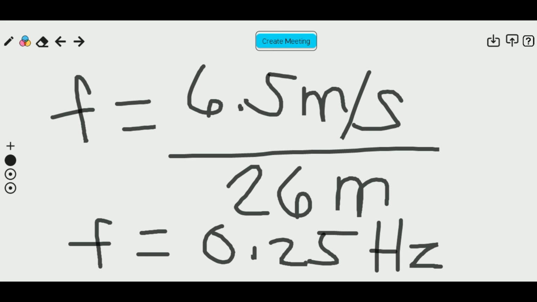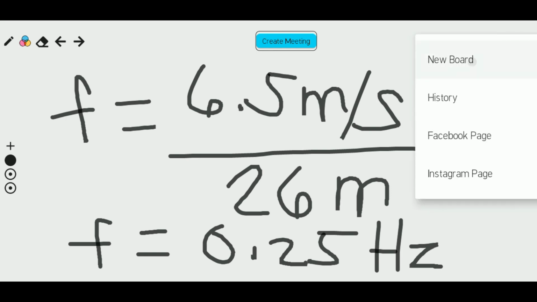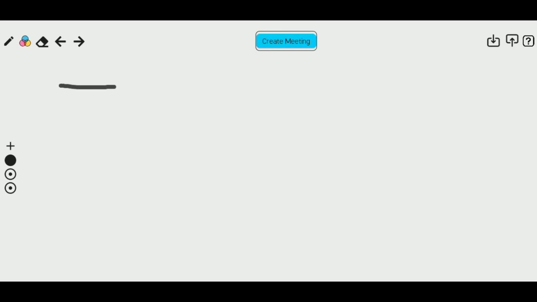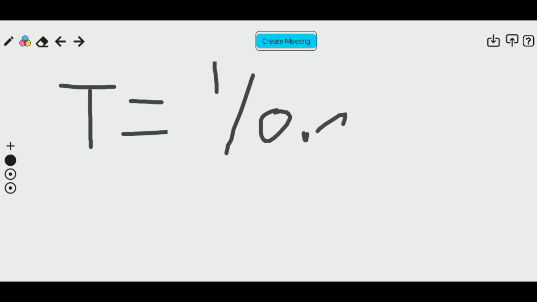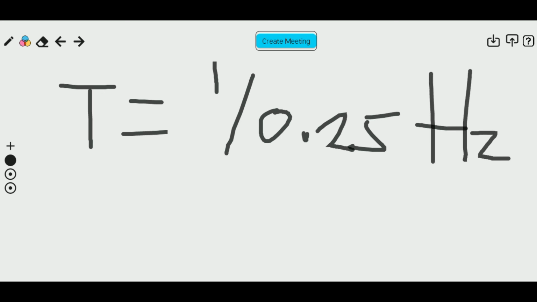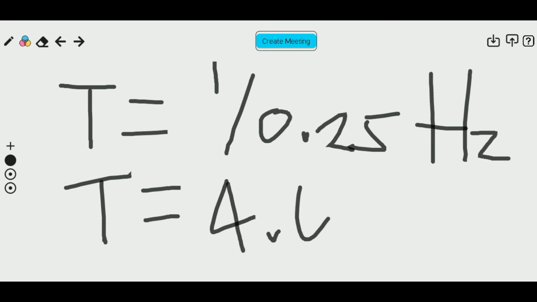And let us now get the period, since we already know the value for frequency. So it is 1 over 0.25 hertz. Now if you type it on a calculator, you will get 4.0 seconds, which is the standard unit for period.